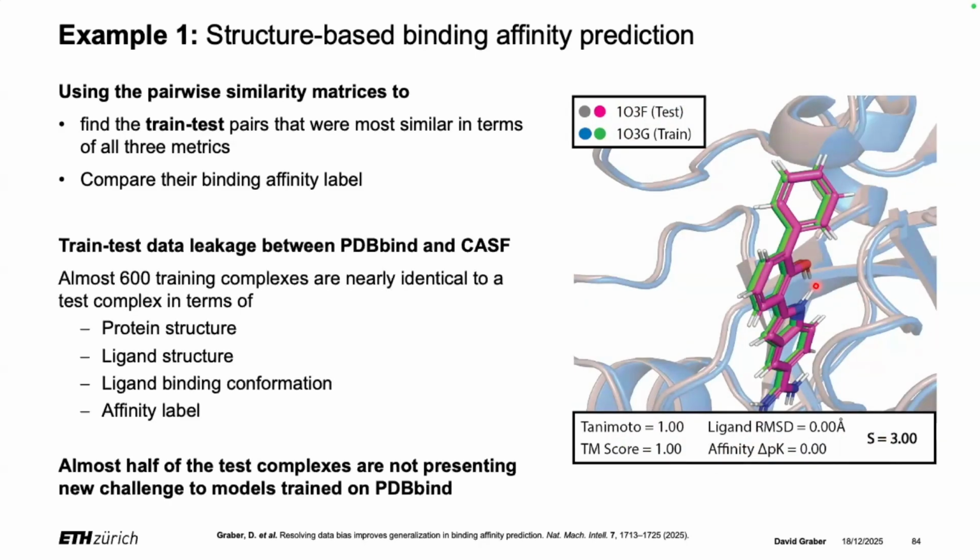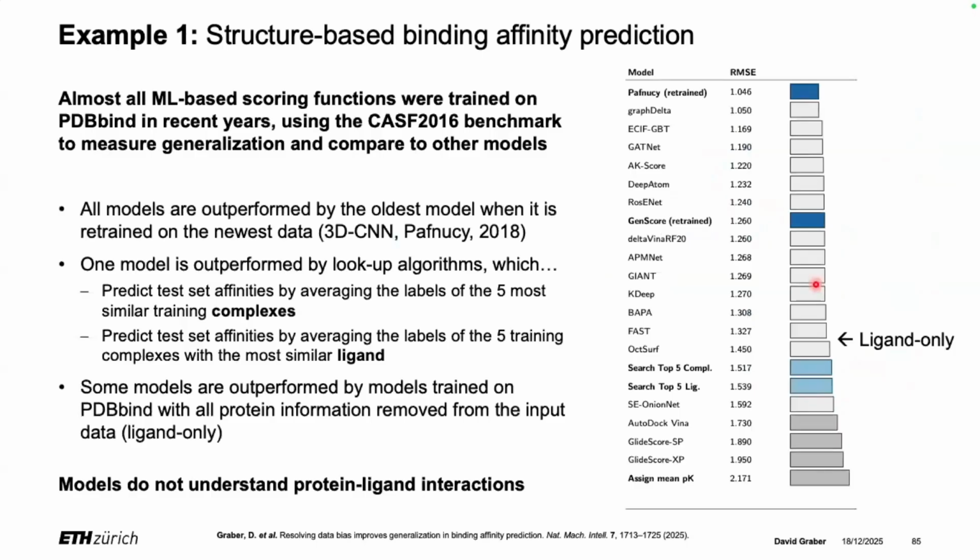So we had to conclude that there is a train-test data leakage between this PDBbind database and the CASF benchmark, with about 600 training complexes being nearly identical to a test complex in terms of these 4 metrics. So almost half of the benchmark dataset does not present a challenge to models trained on the PDBbind database. Nevertheless, almost all machine learning-based scoring functions are trained in this setup in recent years, using the CASF benchmark to measure generalization and compare to other models.